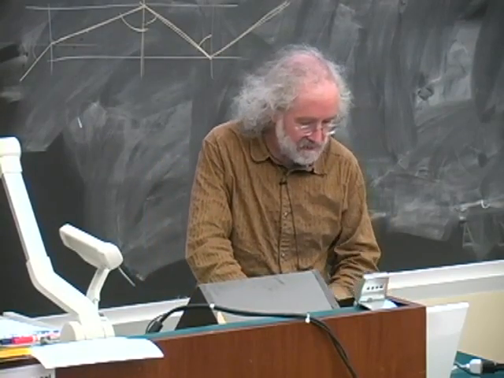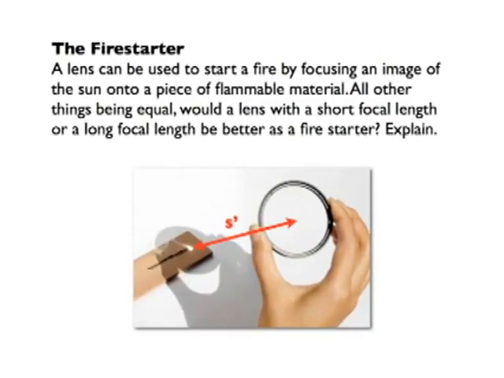Here's a question. A lens can be used to start a fire by focusing an image of the sun onto a piece of flammable material. All other things being equal, would a lens with a short focal length or a long focal length work better as a fire starter? This is the kind of question that we can address.